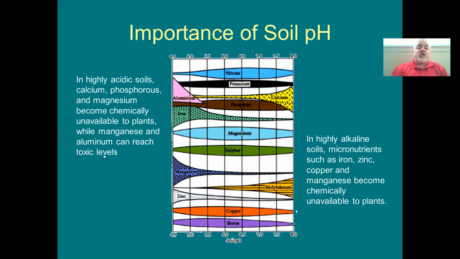You don't have to memorize this chart. If I were you and focusing on studying, I would focus on the language that in acid soils, calcium, phosphorus, and magnesium become chemically unavailable. Calcium, phosphorus, here's the phosphate in brown, it kind of thins down over here, and magnesium become chemically unavailable, while manganese and aluminum can become toxic. In alkaline soils, micronutrients such as iron and zinc down here and copper can become chemically unavailable. All right.